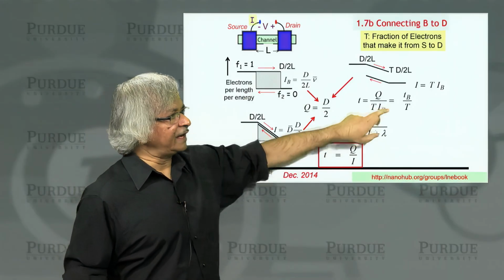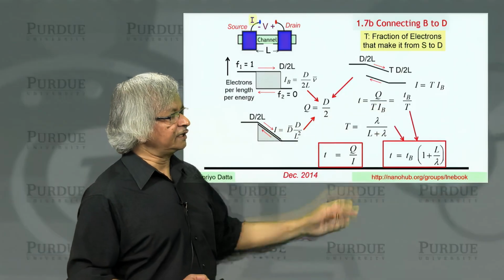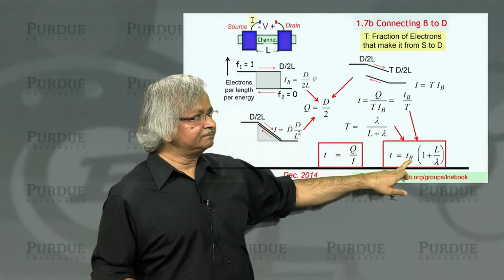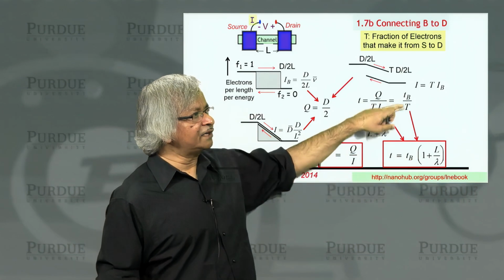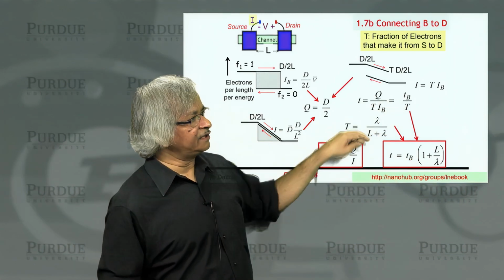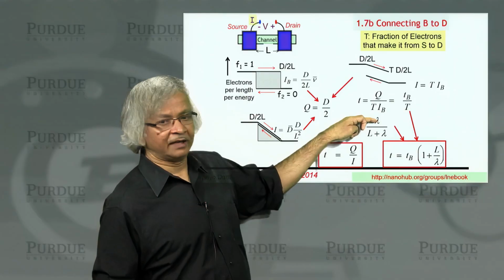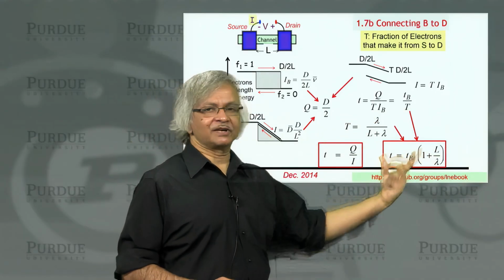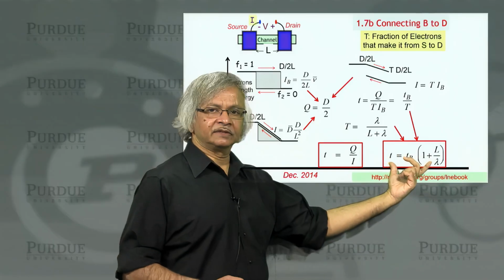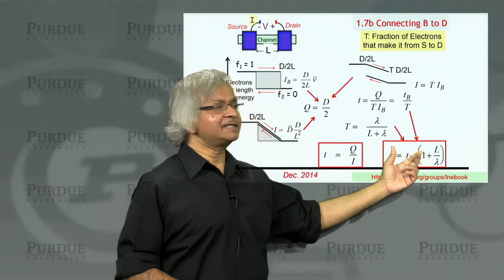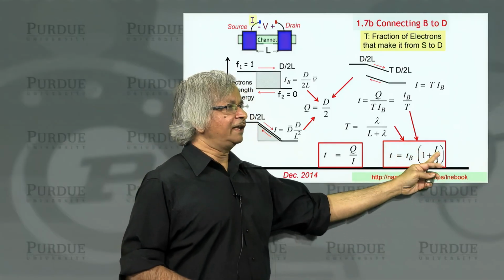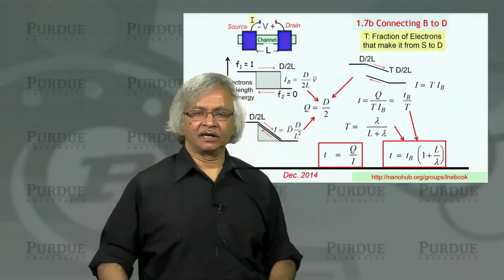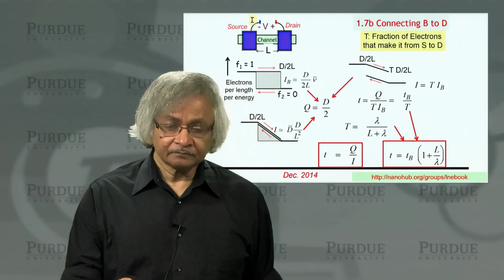And if you combine that with this, then what you get is that the time is equal to the ballistic time divided by T, and the divided by T means L plus lambda over lambda, which can be written as 1 plus L over lambda. So this is the expression that I had mentioned earlier, that the time in the general case can be written in this form. When L is small, it's the ballistic time. When L is large, this is what will become the diffusive time.